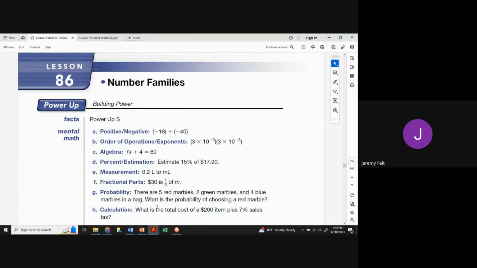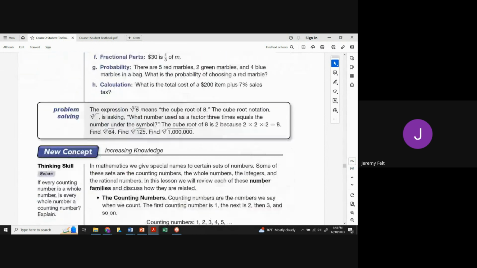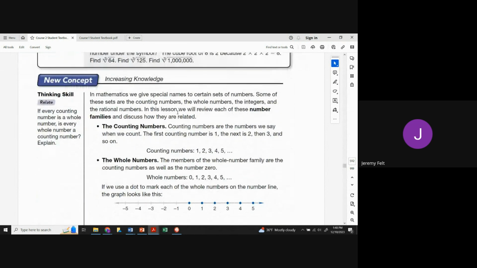Lesson 86, jump right in, is looking at number families. Number families are ways we group numbers. So we talk about all different sorts of numbers, counting numbers or natural numbers, sometimes referred to as 1, 2, 3, 4, 5. Typically, we don't start counting at -9 or something like that. We start 1, 2, 3, 4. So those are our counting numbers.